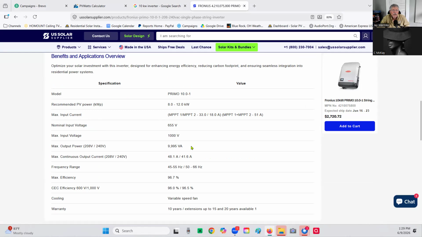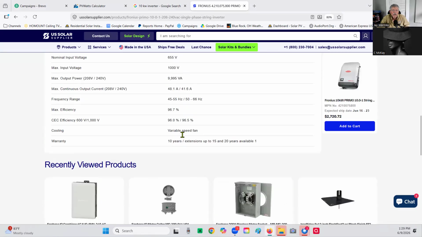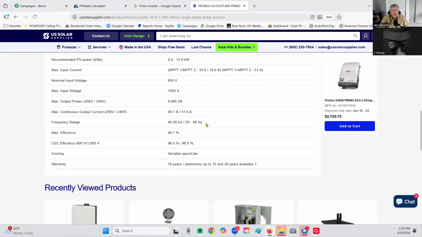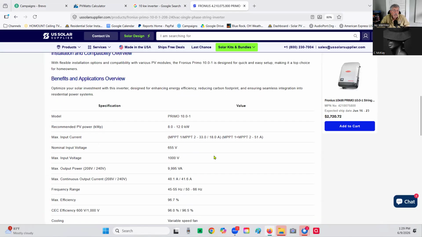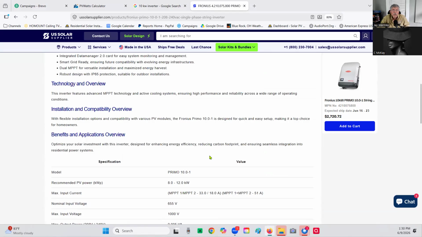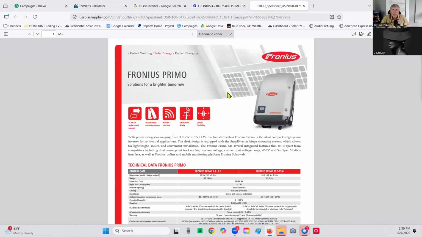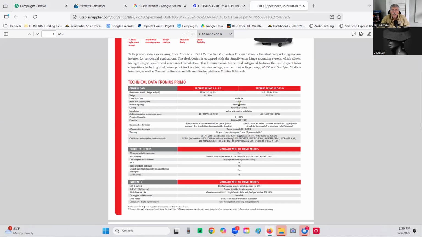And so this is 1,000 volts. And, oh, this is basically a commercial model. Okay, well, it'll work. We just are not allowed to go over 600 volts because it's residential. So what is its minimum? So we know its maximum is going to be 1,000, but we're not going to be allowed to use that because we're installing this on a residential.